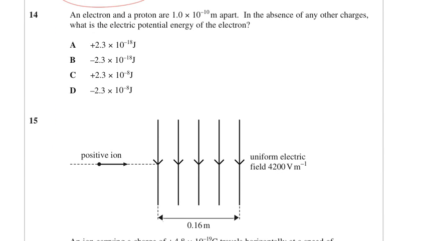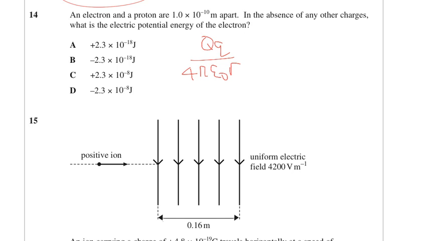An electron and a proton are 1 times 10 to the minus 10 meters apart. In the absence of any other charges, what is the electric potential energy of the electron? So that's QQ over 4 pi ε0 r. So the charges of the two are both 1.6 times 10 to the minus 19.